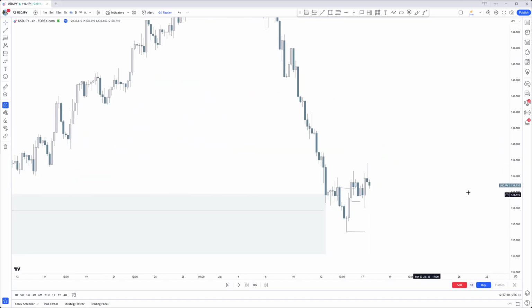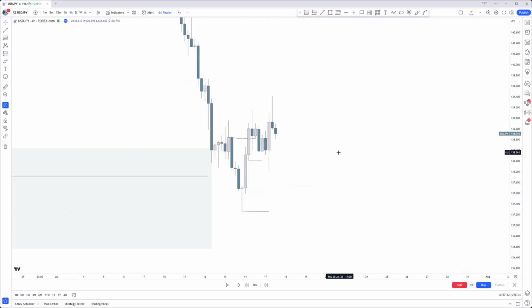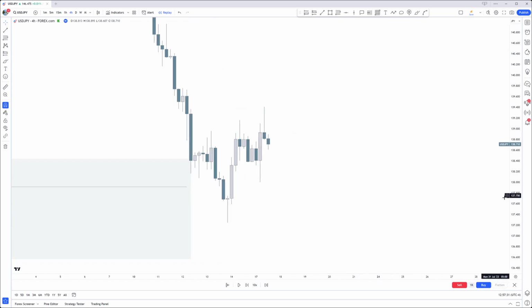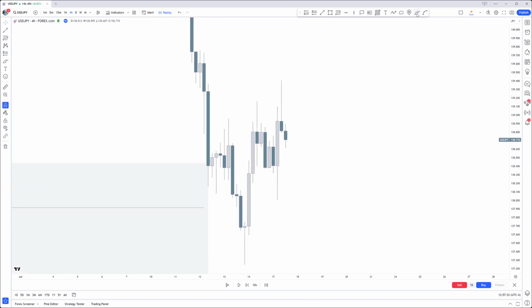So then here, if we go into the 4-hour again, we have what? We have multiple discount arrays that we can look for trades from. Which are the first one, order block right there. Then we have a smaller order block as well right there. And the fair value gap right there. And then the last one is that discount array right there.